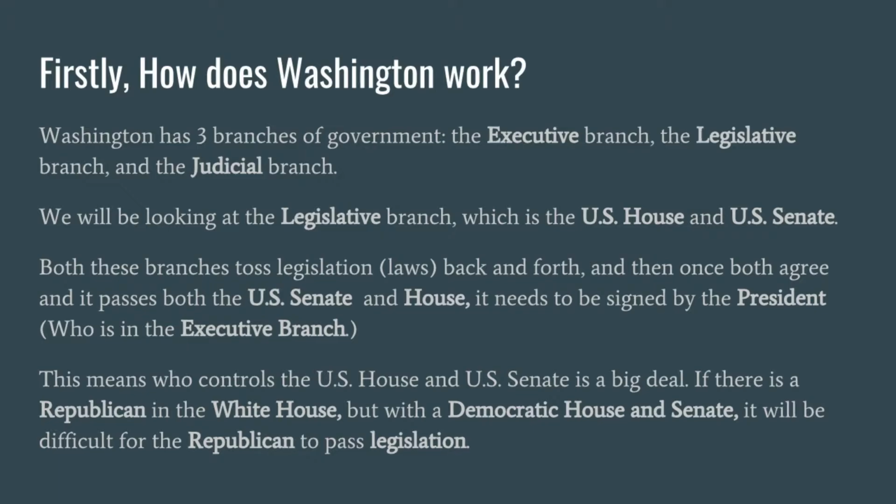And as of right now, the Democrats control the House. Sorry about that, but the Republicans control the Senate, and there's a Republican in the White House. It's a bit less easy for Trump to pass legislation because of the Democratic House standing in his way.